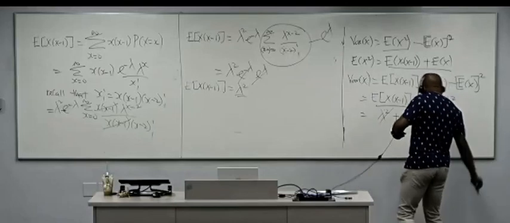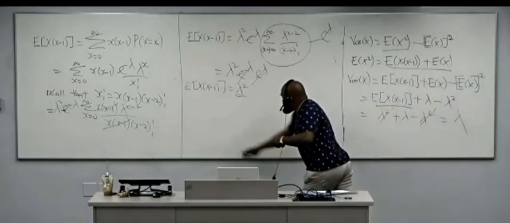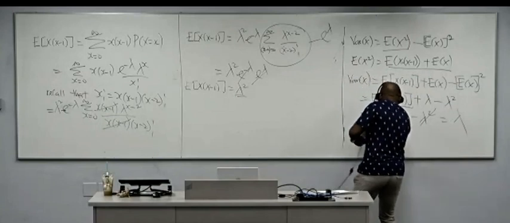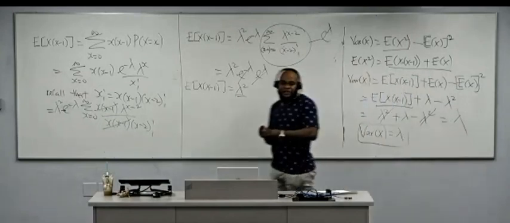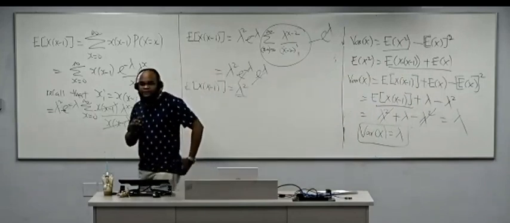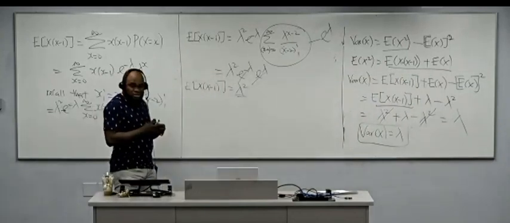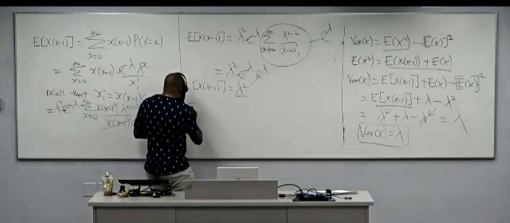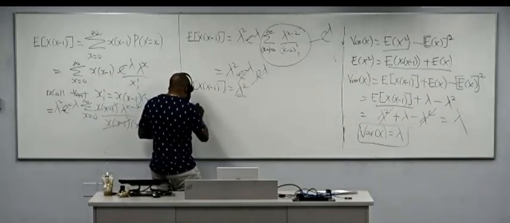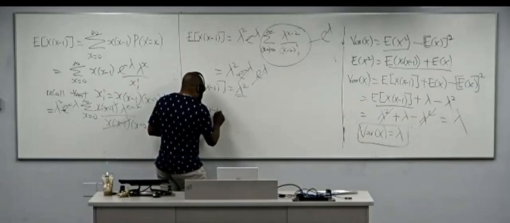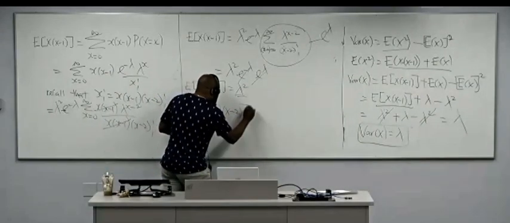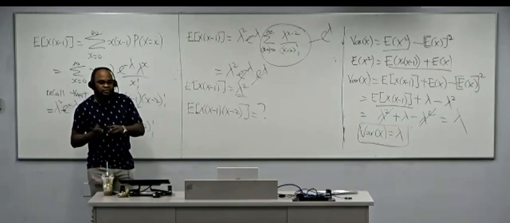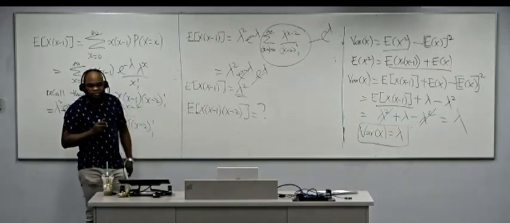That gives me lambda. So that is the conclusion. The variance of x is also lambda. So the mean and the variance of a Poisson distribution is the same. Why can't you try this on your own? What if I ask you to derive this? Try that on your own for the Poisson distribution.